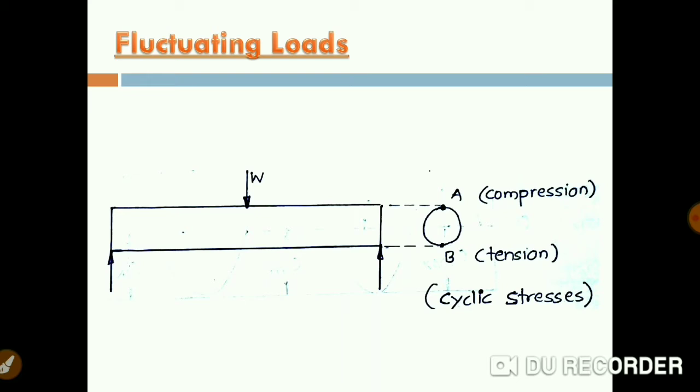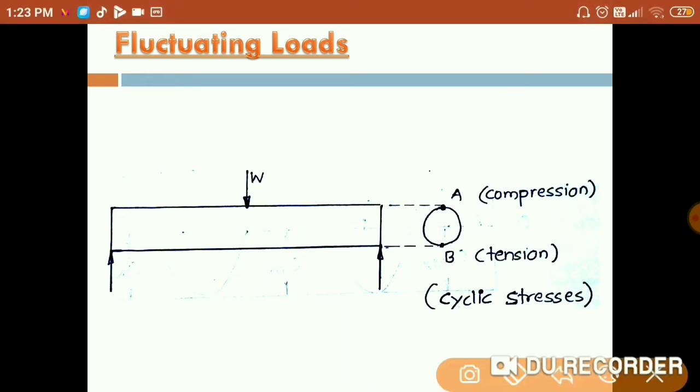After half a revolution of the beam, you will see B occupies the position of A and point A occupies the position of B. Thus point B is now under compressive stress and point A is under tensile stress. From above we see that for each revolution of the beam the stresses are reversed from compressive to tensile. The stresses which vary from one value of compressive to the same value of tensile, or vice versa, are known as completely reversed or cyclic stresses.